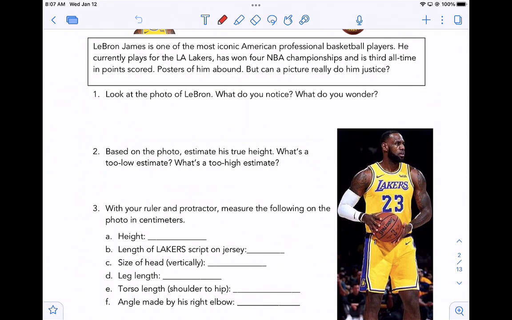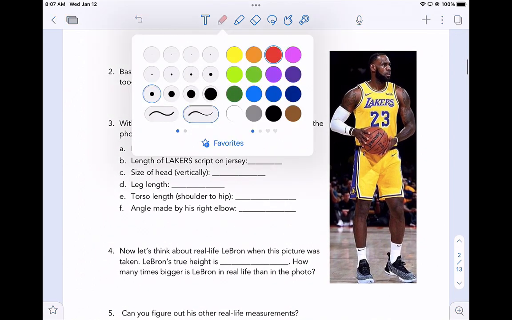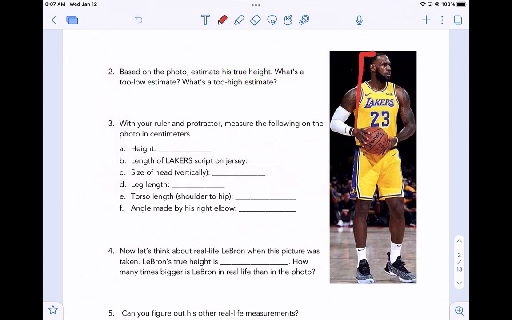Number 2, based on the photo, estimate his true height. What's a too low estimate? What's a too high estimate? Number 3, with your ruler and protractor, measure the following on the photo in centimeters. So the first would be his height. So that would be how tall he is from his head to his toes.